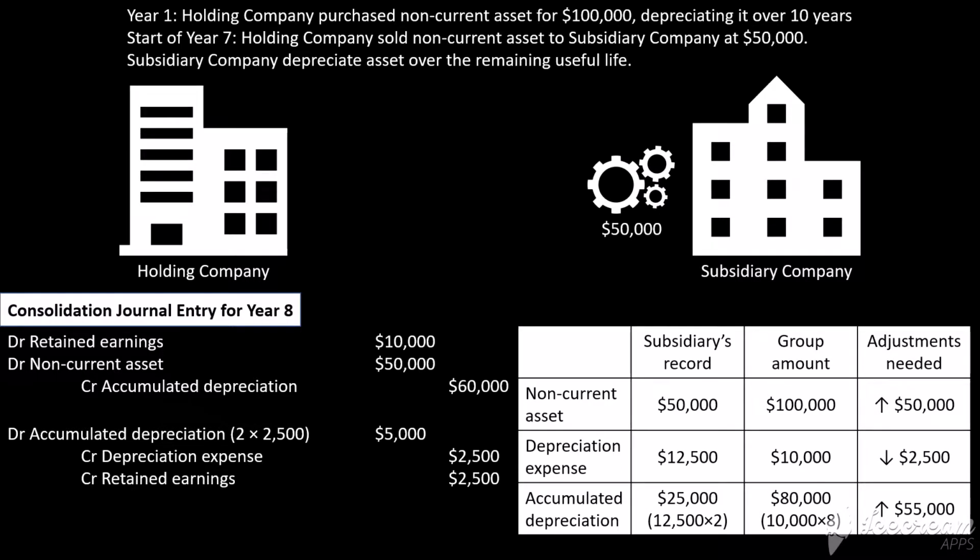This helps check whether your journal entries have made the correct amount of adjustments. So for instance, when we debit non-current asset by $50,000, we have increased it by $50,000. When we credit depreciation expense by $2,500, we have decreased depreciation expense by $2,500. And when we credit accumulated depreciation by $60,000, then debit it again by $5,000, the net effect is an increase of $55,000.